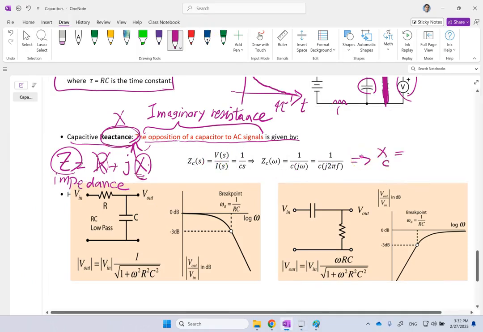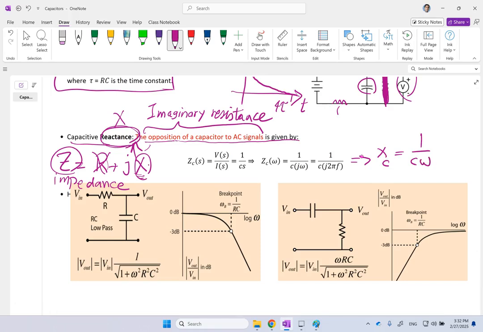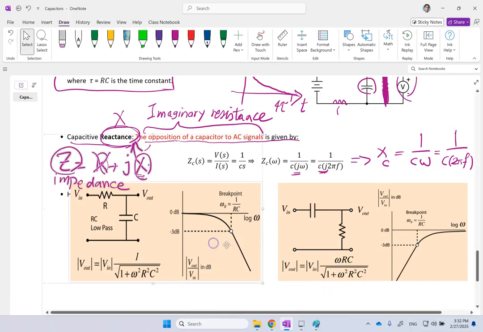So the reactance is 1 over C times omega, or in terms of frequency, 1 over C times 2 pi F, where F is in hertz. But for impedance, there is an extra J here that we have to add. Okay, so we don't want to mix these two together and say that reactance and impedance are the same thing. They are not the same thing.